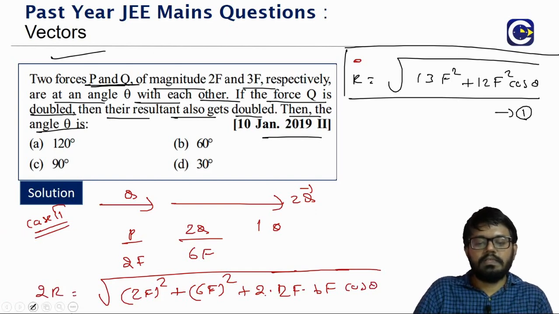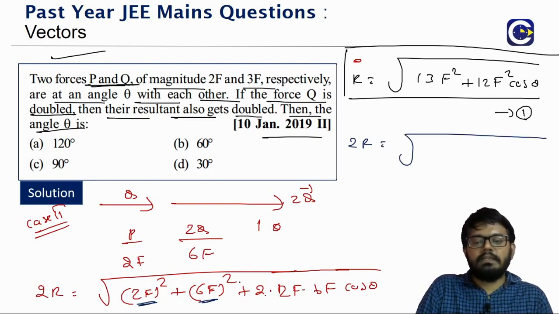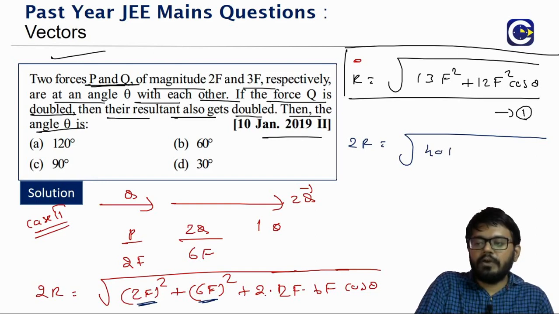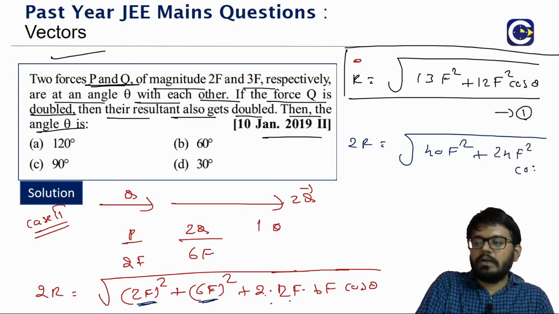Now look at this. What is it? 2F the square means 4F square. This is what? 36. So I'll just write it here. 2R is equal to what? Root of 4 plus 36 means what? 40. 40F square plus, this is 2 into 2 is what? 4. 4 6 are what? 24. 24F square cos theta. It's like what? Equation 2.